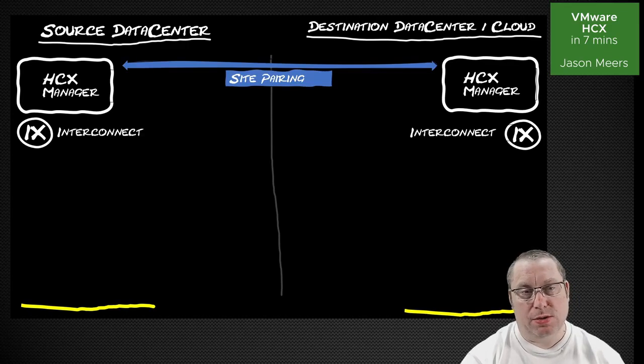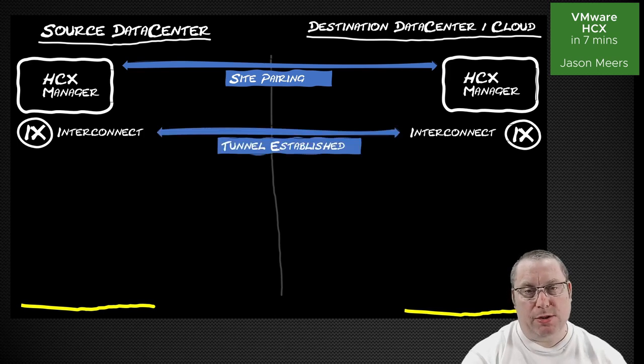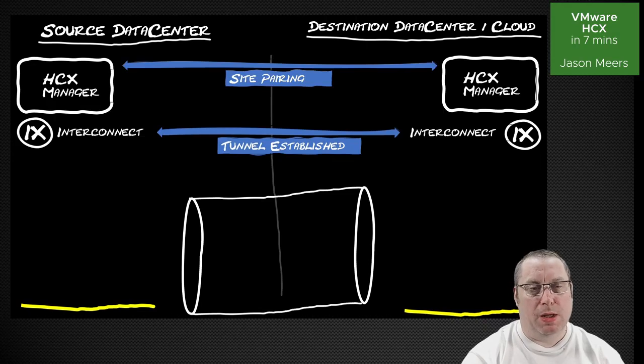It interconnects the two sites together. Once we've set up the interconnect, we have a tunnel established between the two sites. So we've now got this tunnel from the source data center to the destination center, and I'm going to show you pushing traffic through this in the next sections of this video.